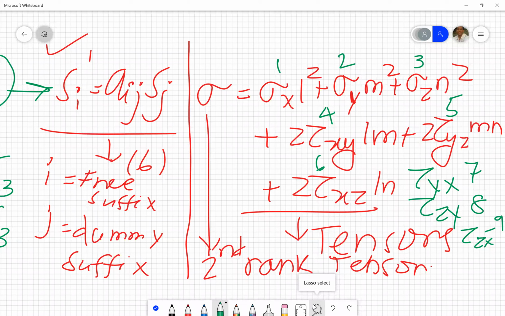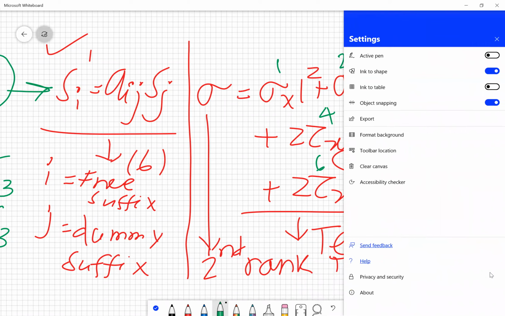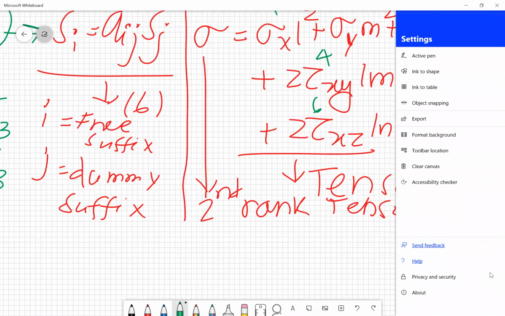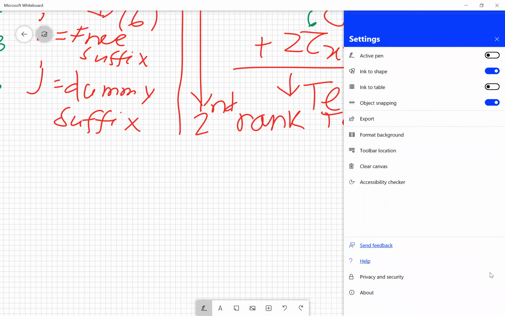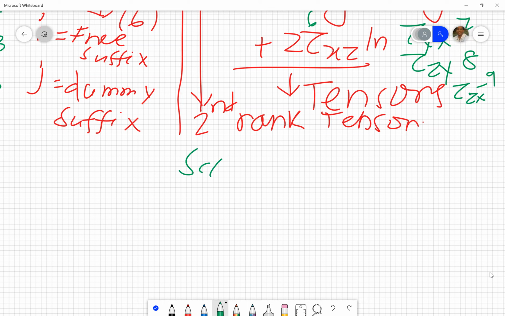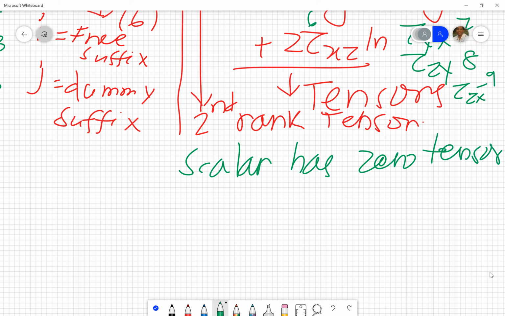So the tensor of a scalar quantity is zero rank. Stress is a second rank tensor, and a scalar is a zero rank tensor.